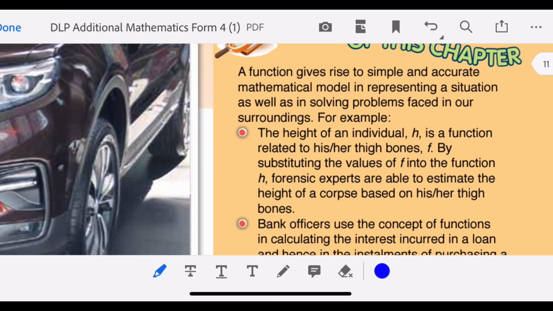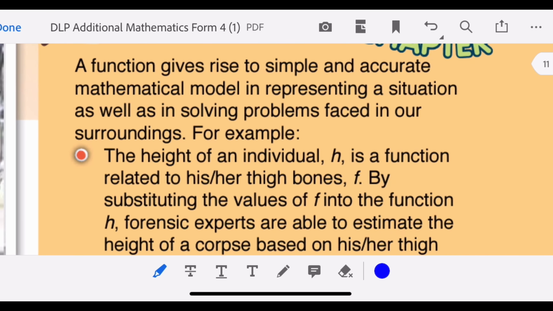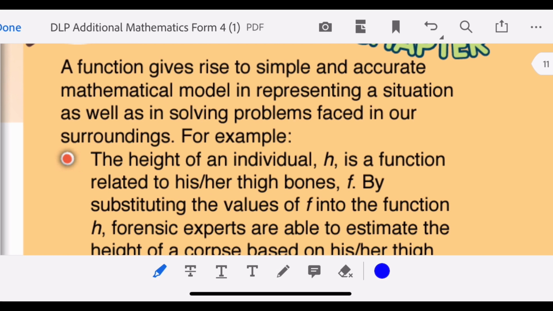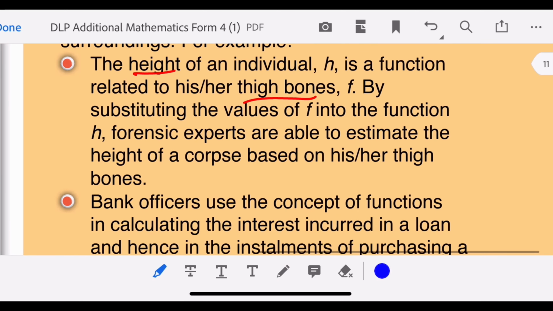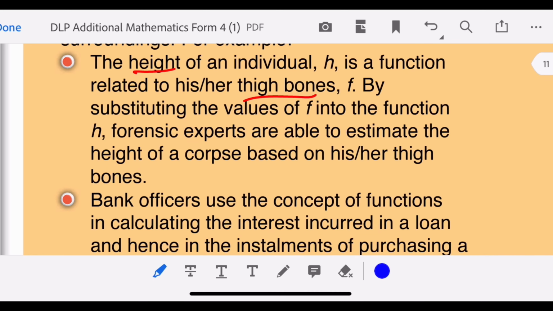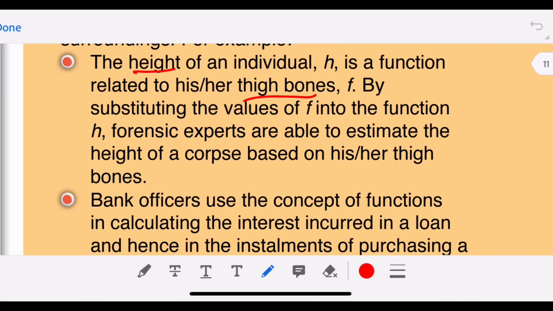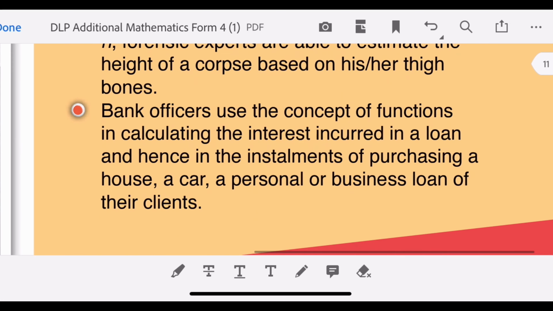A function gives rise to simple and accurate mathematical models in representing a situation as well as in solving problems faced in our surroundings. For example, the height of an individual h is a function related to his or her thigh bone f. By substituting the value of f into the function h, forensic experts are able to estimate the height of a corpse based on his or her thigh bones.